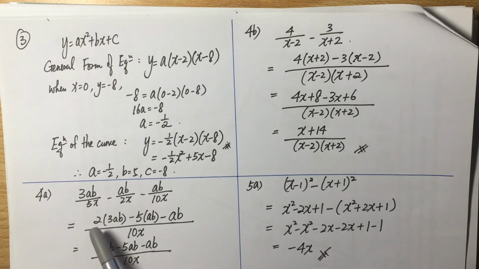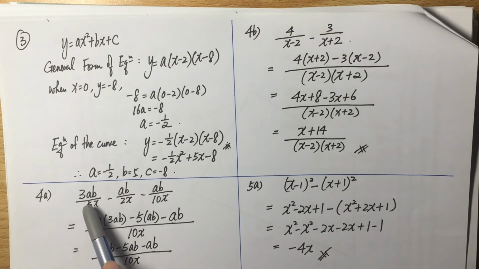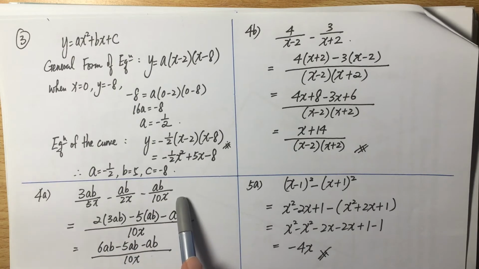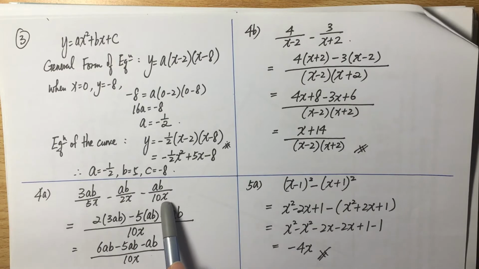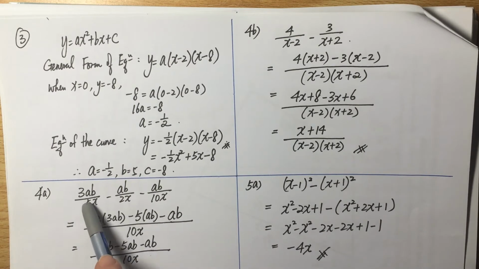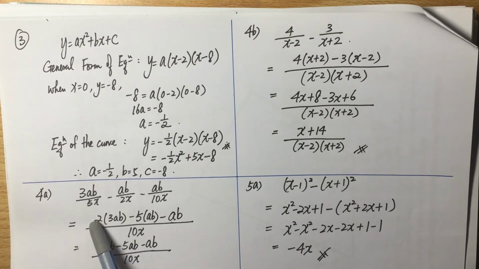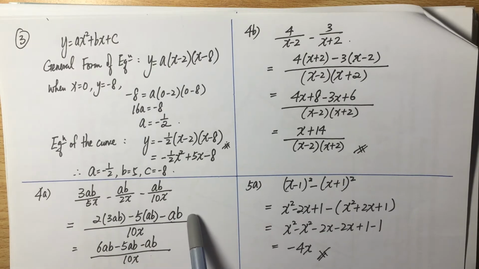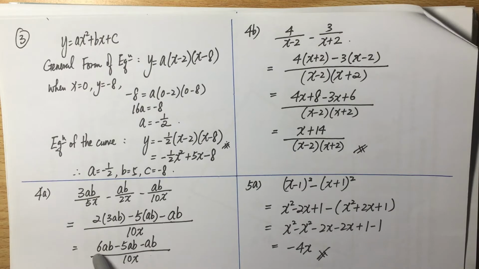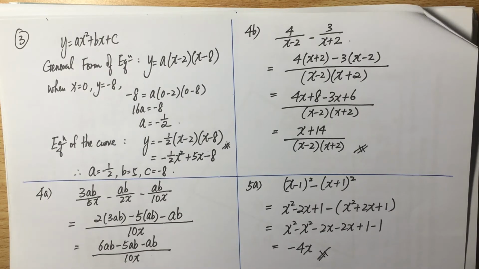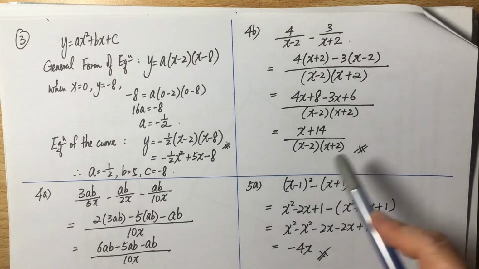Question 4, you can see these 3 fractions. On the numerator is all ab, on the denominator is all x. So when we want to combine them, 10x will be the LCM. When 5x changes to 10x, we multiply by 2. 2x changes to 10x, we multiply by 5. And 10x remains as 10x, so there's no change here. When you expand out, you get 6ab minus 6ab, which is 0. So this answer is 0.